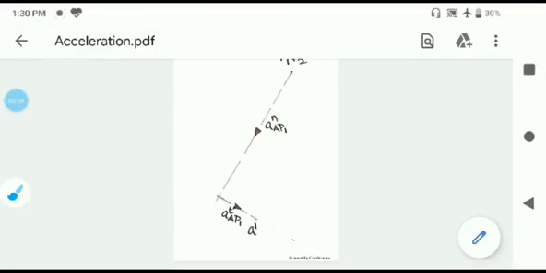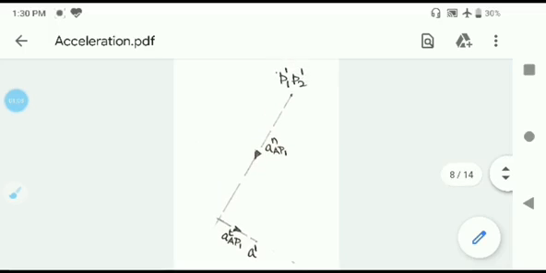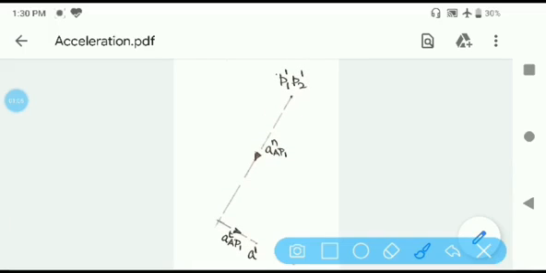That is what I have done here. First, you locate the fixed point P1 prime, P2 prime, and from the fixed point you draw a line parallel to the link AP1 in the downward direction. The length of the line will be the magnitude of the normal component of acceleration of point A relative to P1, and that is 30 meter per second square.